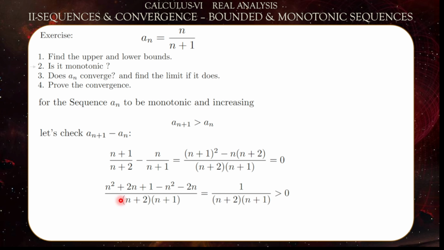So n squared plus 2n plus 1 minus n squared minus 2n, divided by n plus 2 times n plus 1, equals 1 divided by n plus 2 times n plus 1. And you see that it's strictly positive and strictly greater than 0. Hence, this sequence is strictly increasing, or monotonically strictly increasing.